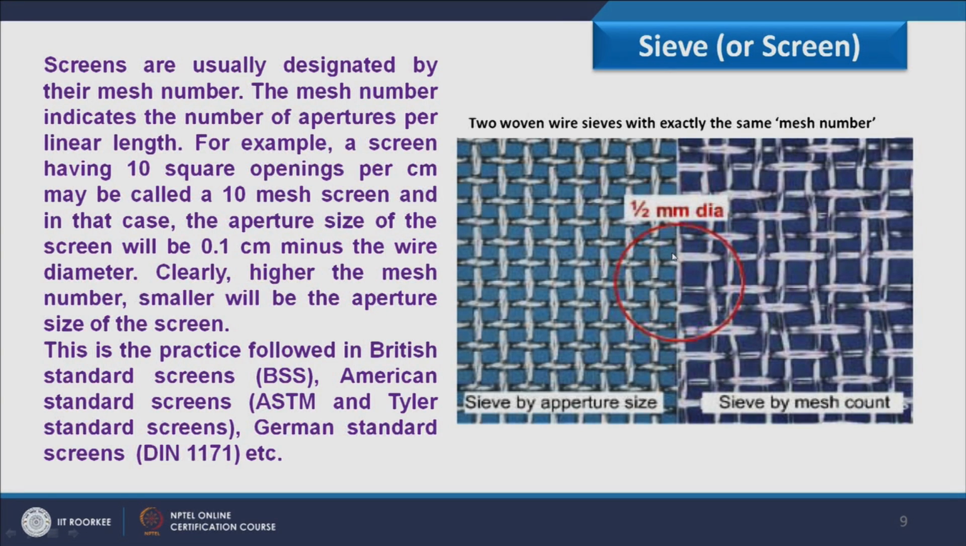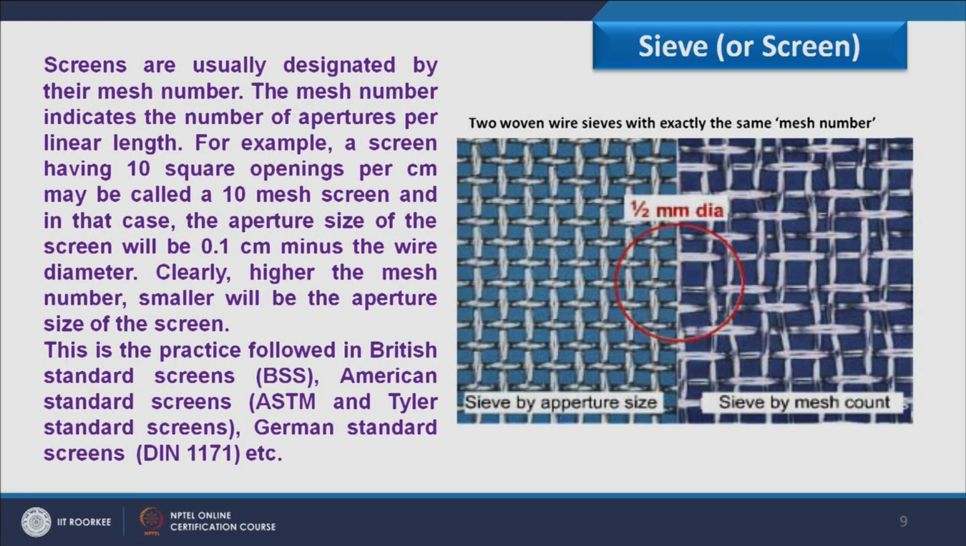In the left figure, if I consider this particular section, I have 4 mesh, for example, from here to here, if I consider 1, 2, 3, 4 openings, so it is a 4 mesh screen. Here in the same length, again 1, 2, 3, 4, a 4 mesh screen. So, both are 4 mesh screens. What is the difference between the two? If I consider only the mesh count, it means both should screen the same material.